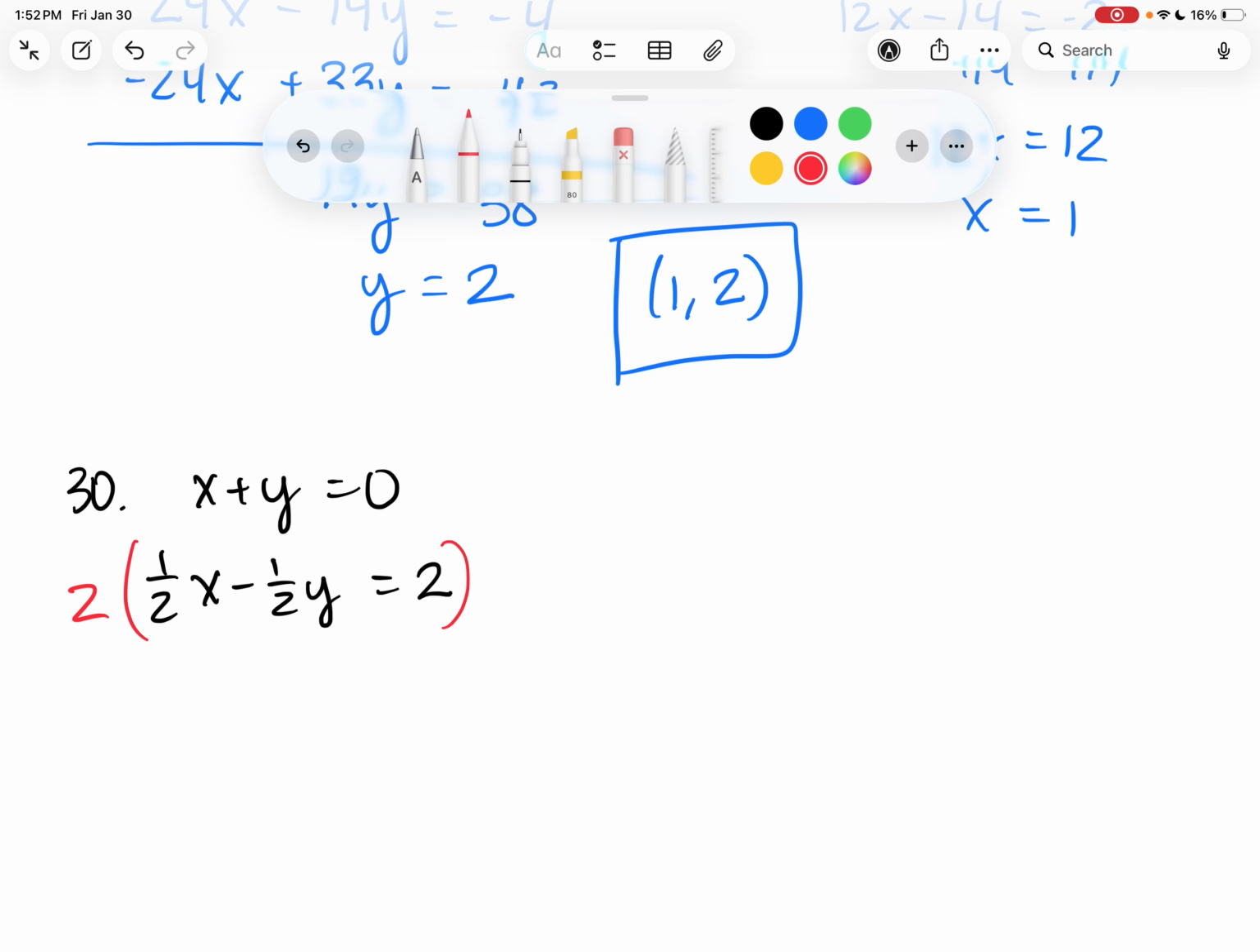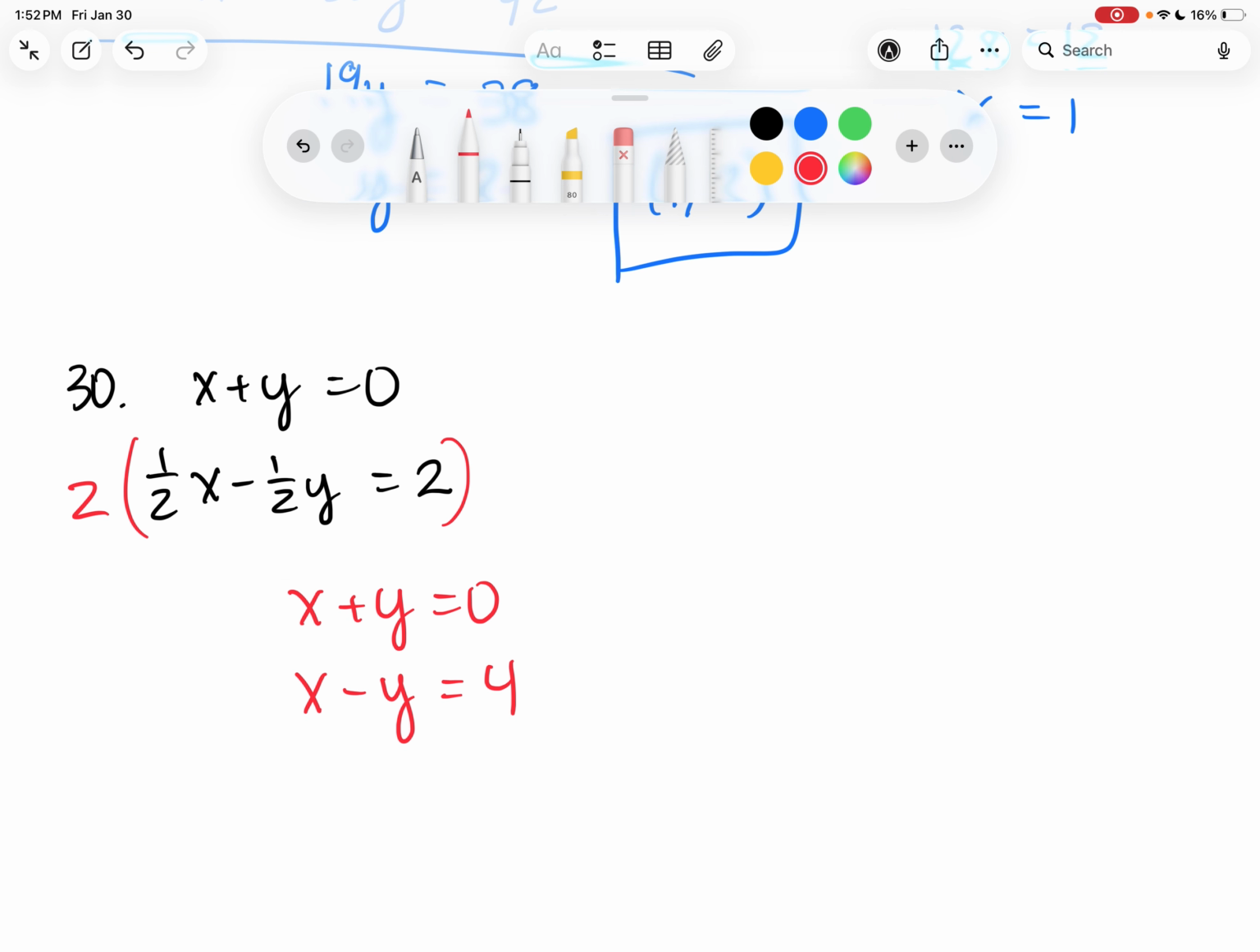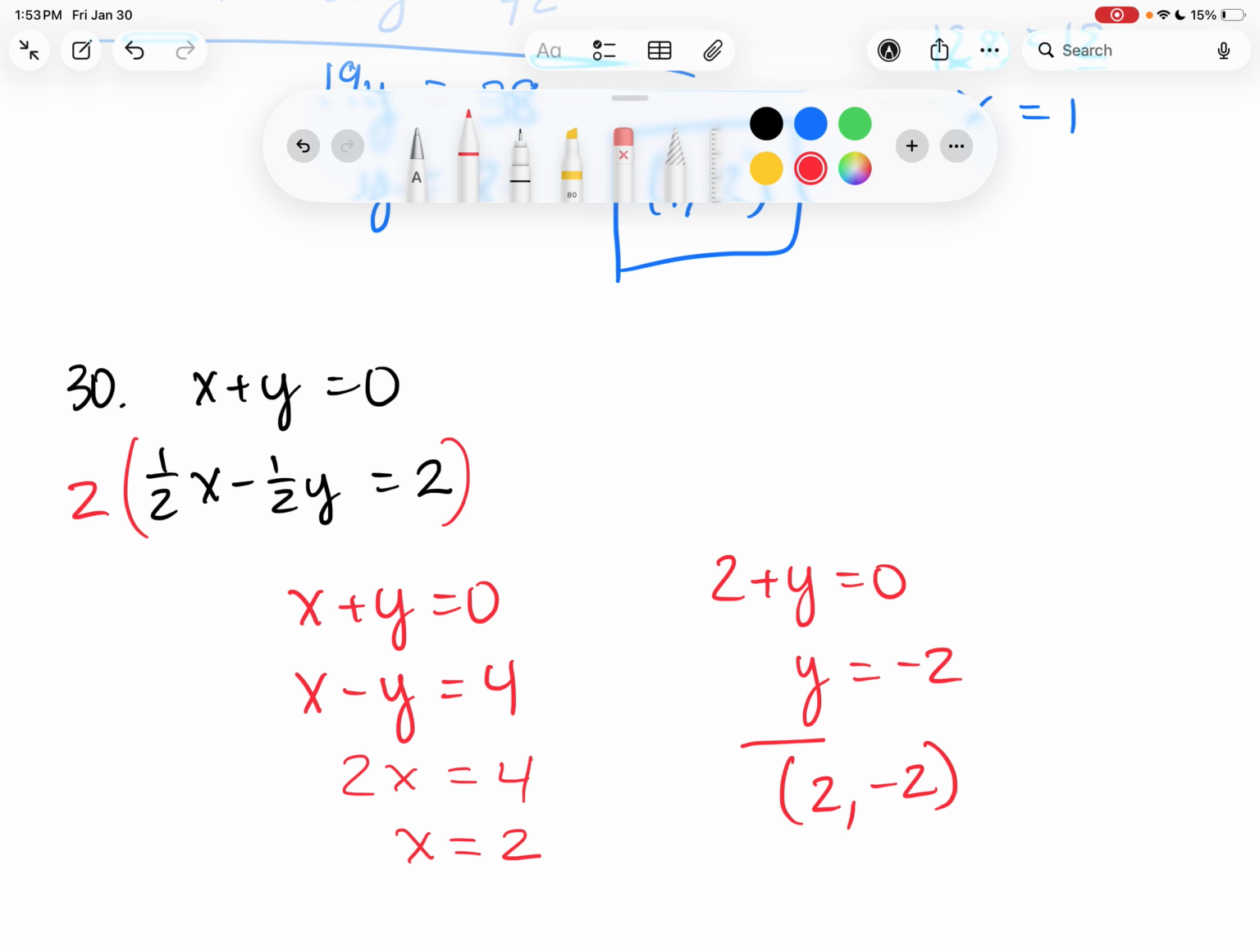So the top equation I'm going to leave. So x plus y equals 0. And I'm going to distribute this 2 across everything here. So 2 times 1/2 x is just x. 2 times negative 1/2 y is just negative y. 2 times 2 is 4. Y's cancel. X plus x is 2x is equal to 4. So x equals 2. And then I would use the top equation here. So I've got 2 plus y equals 0. So y equals negative 2. And so I've got an answer of 2, negative 2.